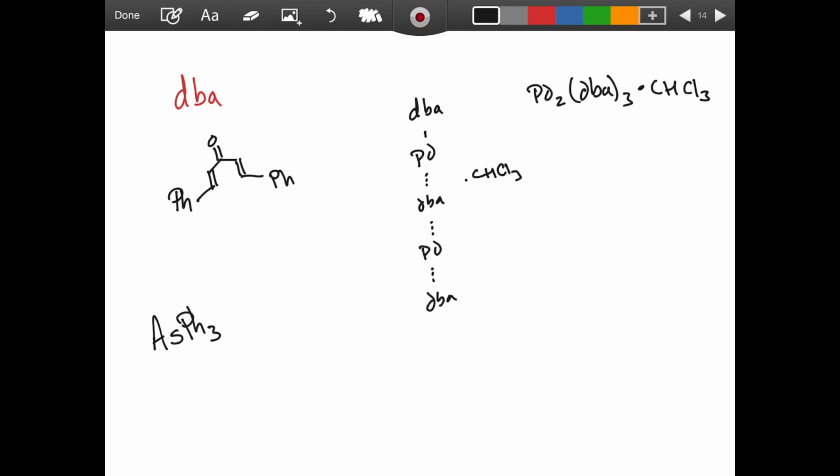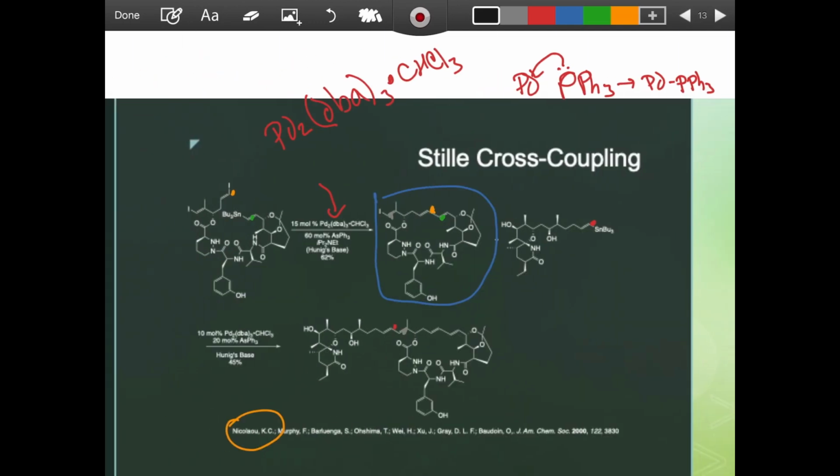In both of these, they also use a base. They use Hunig's base. That's not necessarily needed, but it may have been that they found their yields were better. They might have been generating some acid some other way during the reaction, and they found that adding a little bit of base helped mitigate that and got them higher yields. So there you go, they used base, Hunig's base, here and here.